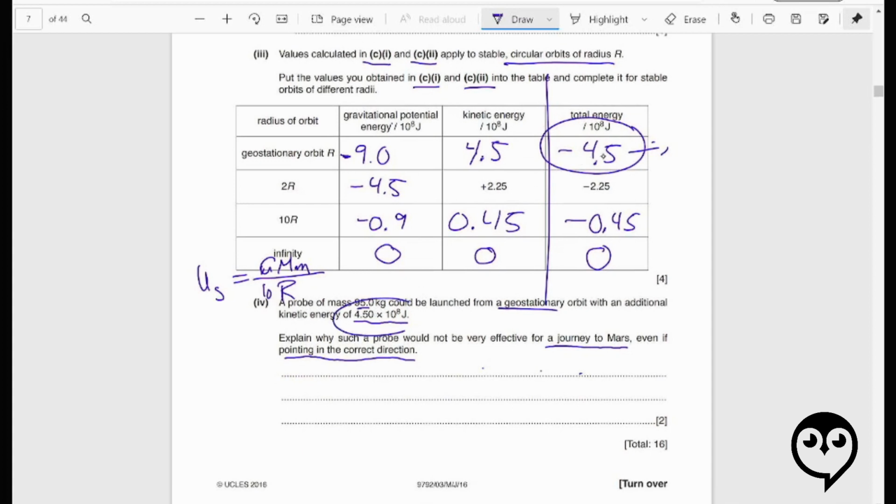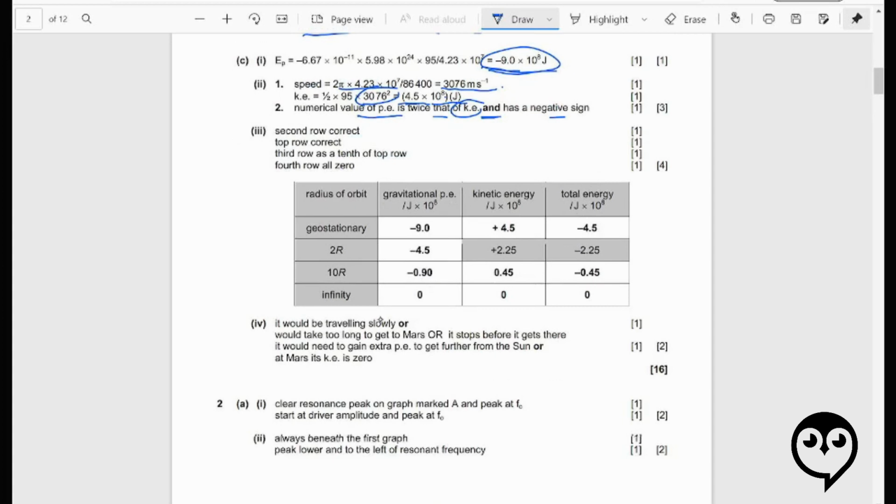That's just enough energy to overcome the Earth's gravitational pull. We're not taking into account the sun or anything else. Okay, you'd have to time it probably for when Mars and Earth are at their closest approach, but it's still not going to have enough energy. I'm wondering what they say about that. They say it would be traveling slowly. It probably would once it's gotten to the infinity point from Earth's pole, the theoretical point. It would take too long to get to Mars, or it would stop before it gets there.